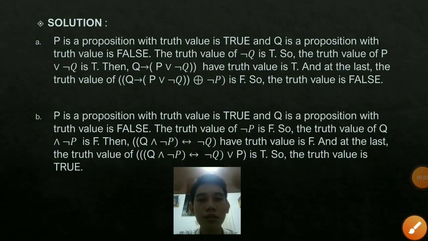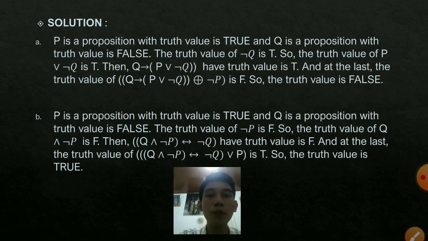Next, B. P is a proposition with truth value true and Q is a proposition with truth value false. The truth value of not P is false, so the truth value of Q and not P is false. Then Q and not P, if and only if not Q has truth value false. And at last, the truth value of Q and not P, if and only if not Q or P is true. So the truth value is true.